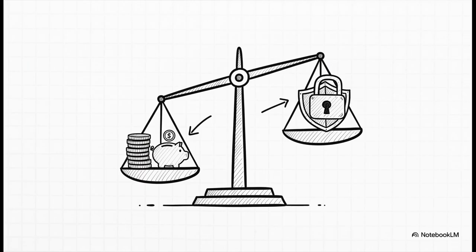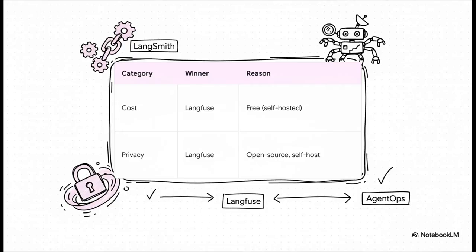All right, round two, this one's all about two things that matter to absolutely everyone, your wallet and your data. We're looking at the crucial trade-offs between your budget and your need for data privacy and control. Oh, this round isn't even close. LangFuse just runs away with it. It's the undisputed champion here. Because it's free and open source, it's the clear winner on costs.